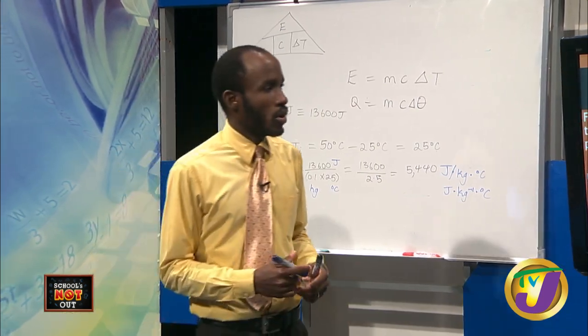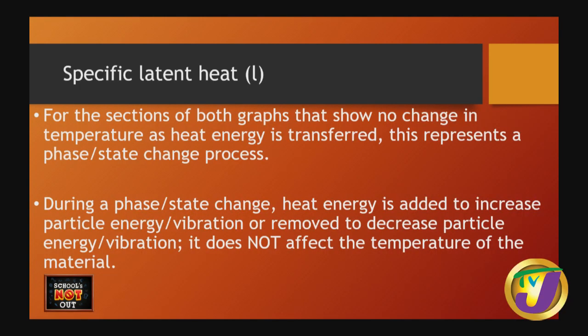Alright? For specific latent heat now. Specific latent heat deals with the phase change part of the process. For sections where there is no temperature change, this represents a phase change. During that phase change, we have heat energy being added or taken away, but it does not change the temperature. What it does is change the particle arrangement. Particles that are moving start moving faster and faster and faster. So a solid that was locked together starts to pull apart and become a liquid.